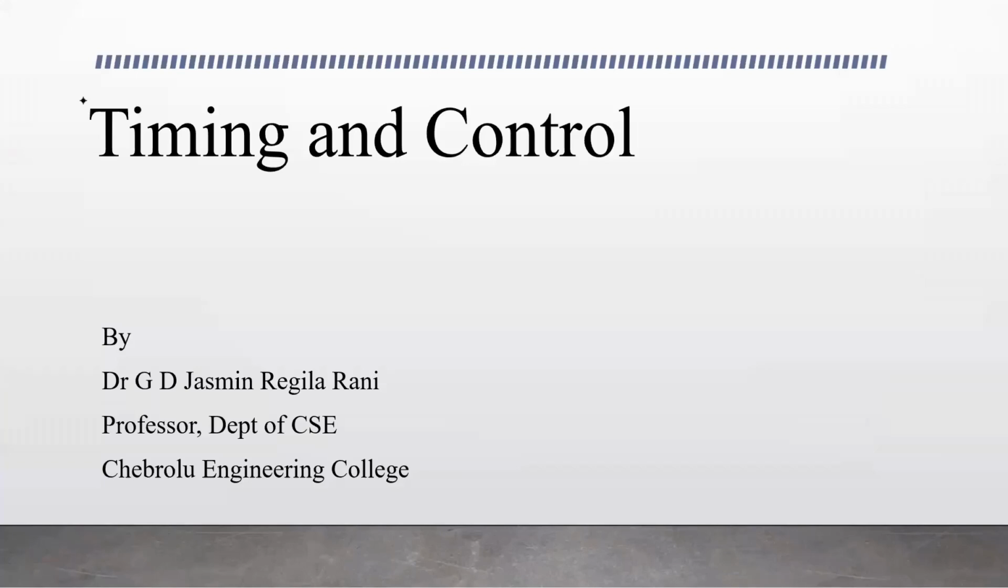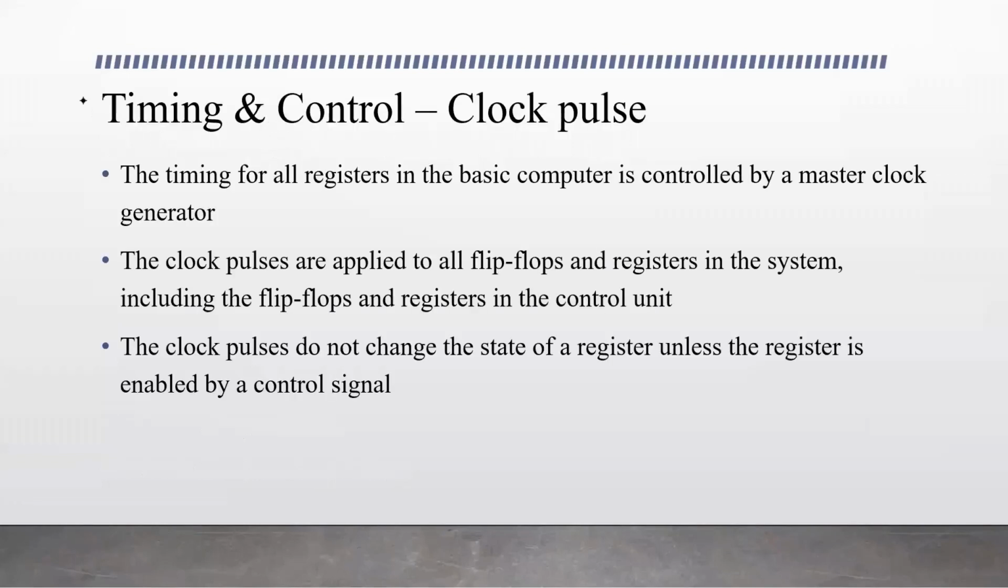Today's topic is timing and control. We have learned in the last class about registers, the register operations, and how the register transfer is done using a common bus. Here we are going to see how the operations that are performed on the registers are controlled. Two aspects that mainly control the operations are timing and control.